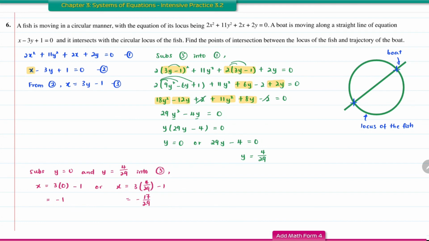So the question is find the point of intersections, which is the coordinates. So the first point of intersection will be when the x is equal to negative 1, the y is equal to 0. And the other point of intersection is when x is equal to negative 17 over 29, the y is equal to 4 over 29.